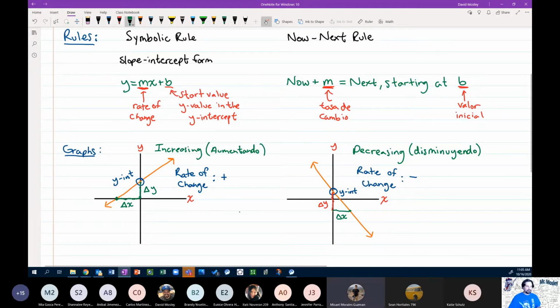Then for both graphs, we can calculate the rate of change. All right. By doing the division, change in y divided by change in x. Okay.